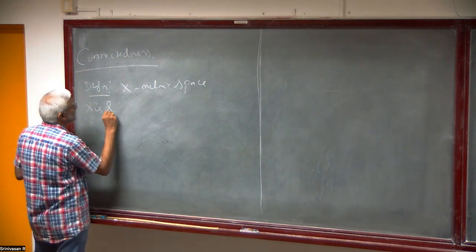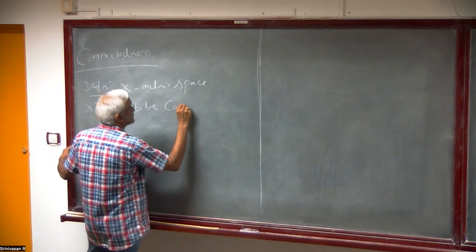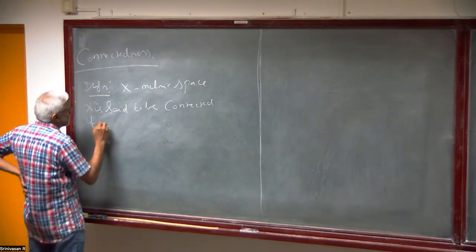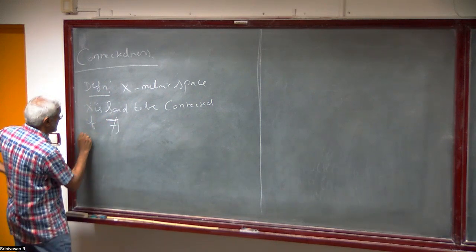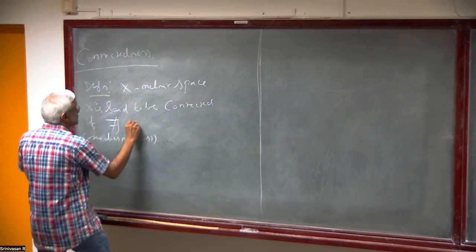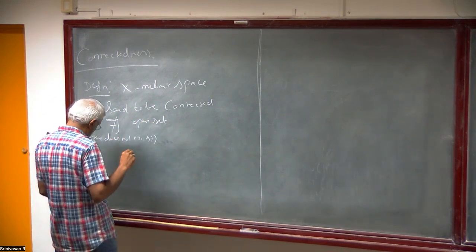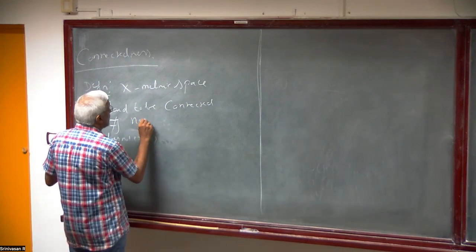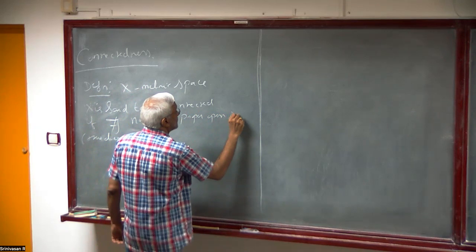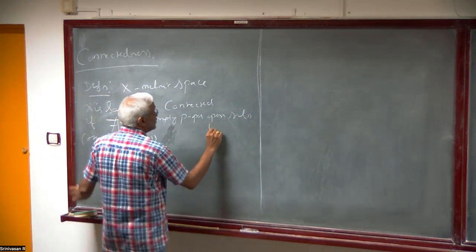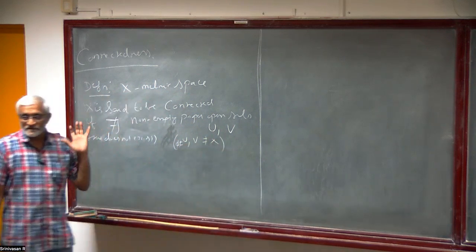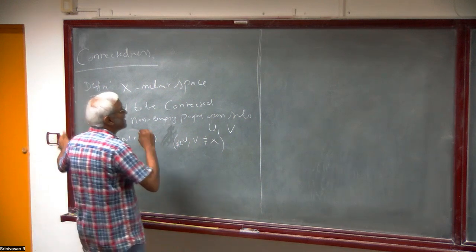X is said to be connected if there does not exist non-empty proper open sets U and V, where U and V are not equal to X and not empty. Non-empty proper disjoint open sets.